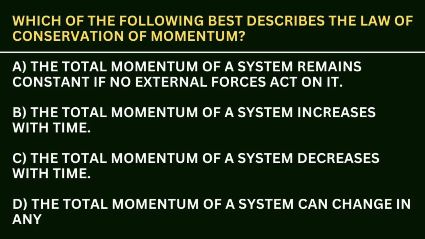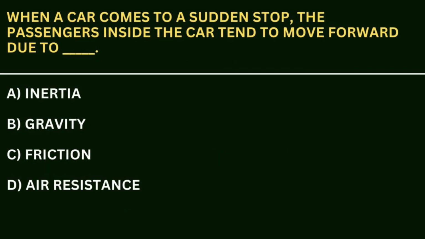Which of the following best describes the law of conservation of momentum? Option A, total momentum of a system remains constant if no external force acts on it. When a car comes to a sudden stop, the passenger inside the car tend to move forward due to option A, inertia.